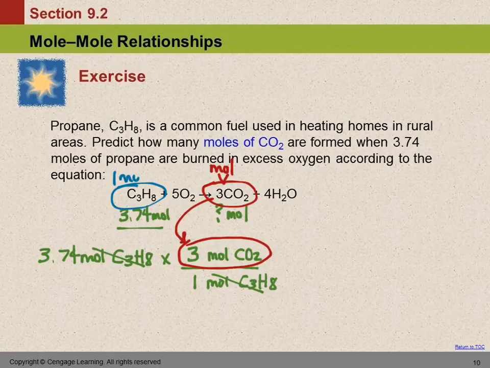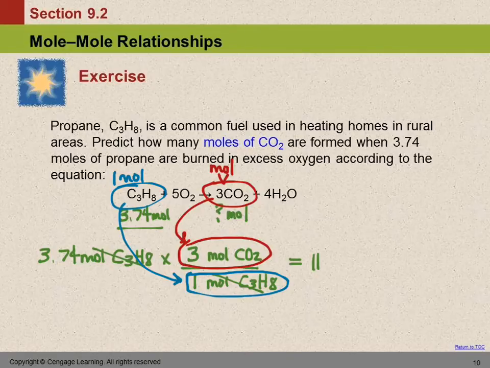This would be 1 mole, and that's coming down here, straight out of the equation. So then we do the math. 3.74 times 3 is 11.22 moles of CO2. Now with significant figures, we should really round that to 11.2.